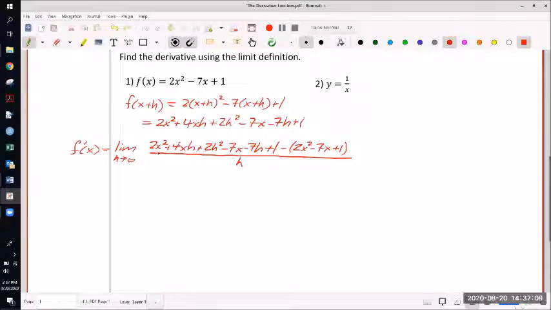Now what you can see here is if I combine like terms, I have this 2x squared here, which will cancel the minus 2x squared. I also have a negative 7x here, which with the negative here gives me a plus 7x, so that'll cancel negative 7x plus 7x. And then I have a plus 1 here minus a plus 1 there, so those all cancel out.